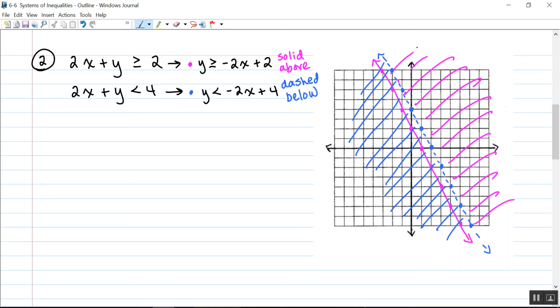So I'm above, or kind of to the right and up, kind of in the northeastern direction of the pink line, and then I'm going down and kind of to the left on the blue line. Where do those overlap? It's this area right here in between the two lines. So you need to make sure that you shade that in nice and dark between the two lines. Okay, so that's my solution. Any point that is in that region is going to work in both of these inequalities.